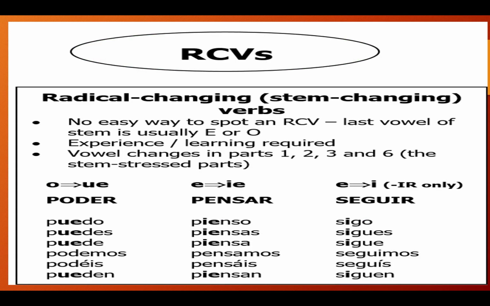One last thing to add. If the stem has got two vowels in it, it's the last vowel that is the stem change. So think about the verb preferir. You've got two e's in the stem. It's the second e which is the one that you do the stem change, the spelling change on. Okay, I'll leave it there.